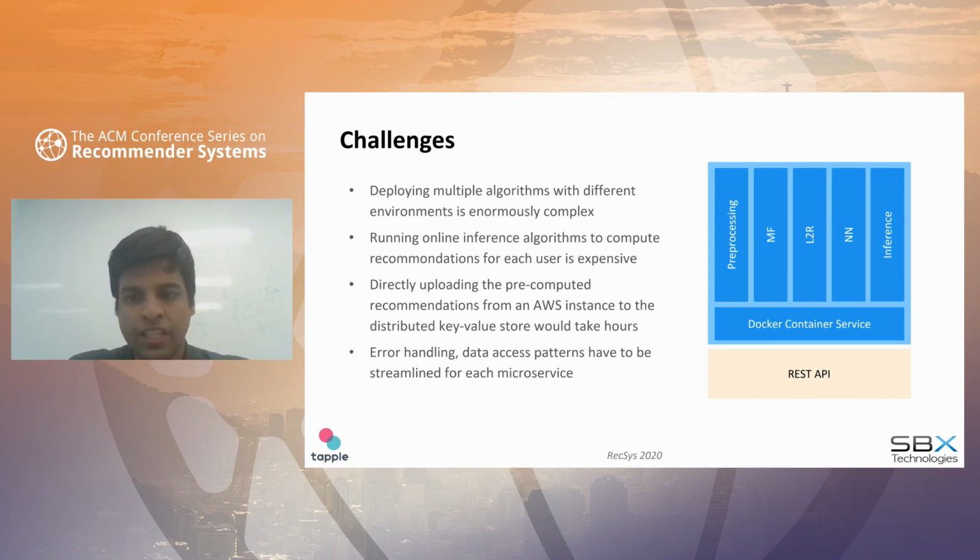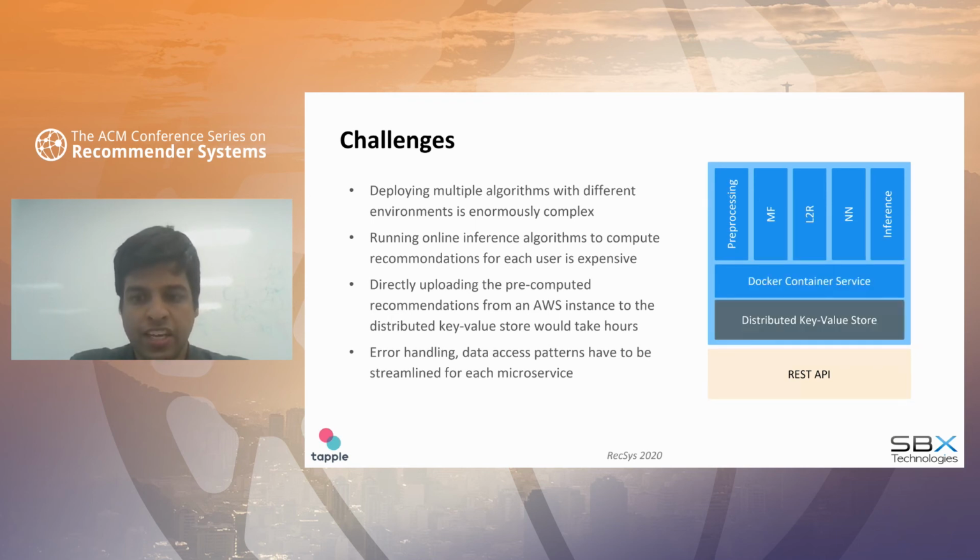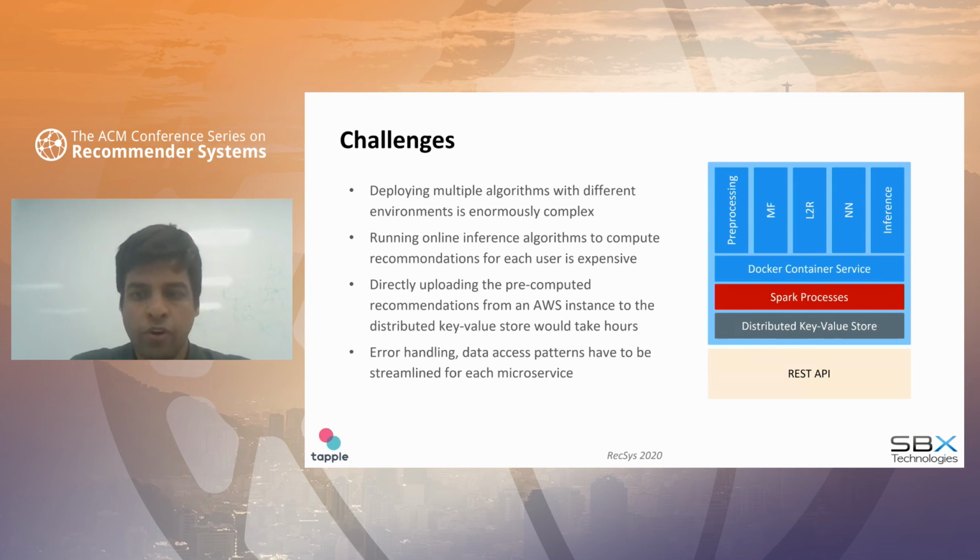Next, keeping the models always online to serve recommendations would be expensive. We pre-compute the recommendations and store them in a high throughput, low latency distributed key value store, so recommendations can be retrieved in sub 100 milliseconds query time. Then transferring the recommendations generated from the AWS instance to the distributed key value store would take hours. To tackle this problem, we first split the entire recommendations dataset for all the users into smaller chunks using an SQL query engine and store it in a distributed data store, and then spawn multiple Spark workers which upload the data in parallel to the distributed key value store.